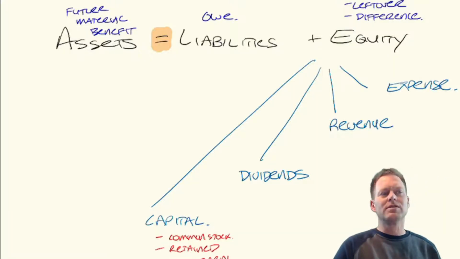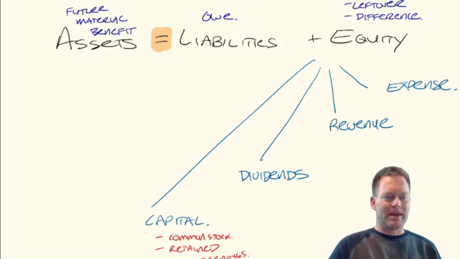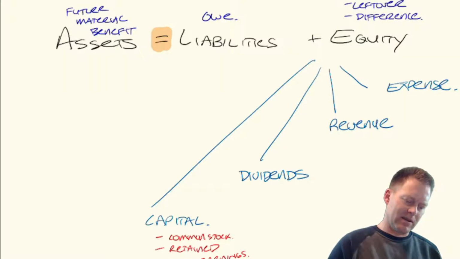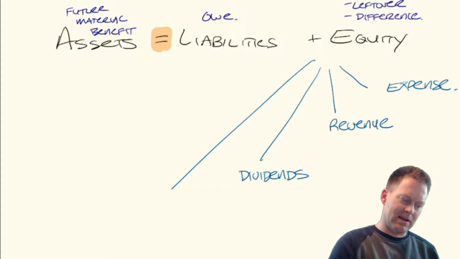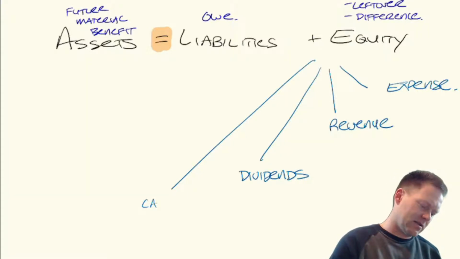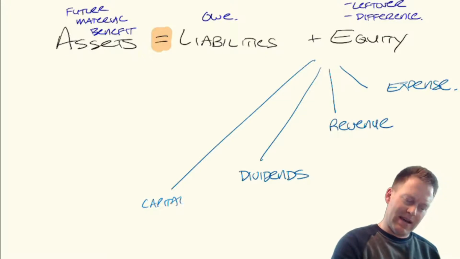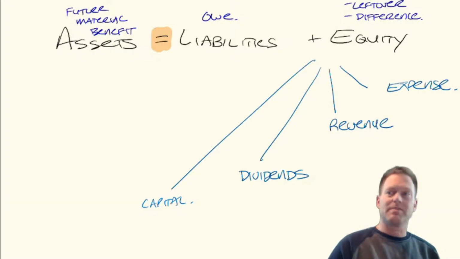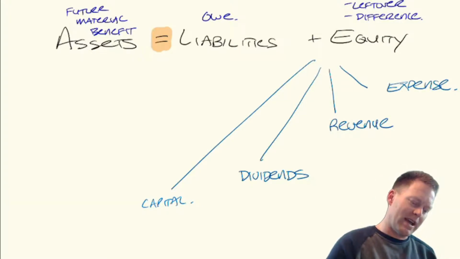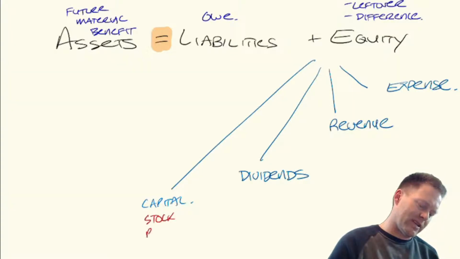I don't want to lose anybody here. And shoot, I'm going off the screen again. Let me see if I can tighten this up a little bit, because this is important. Okay, I apologize for this. So here's capital, and let me put these both back again. So what we're going to have is stock, and we're going to have retained earnings.